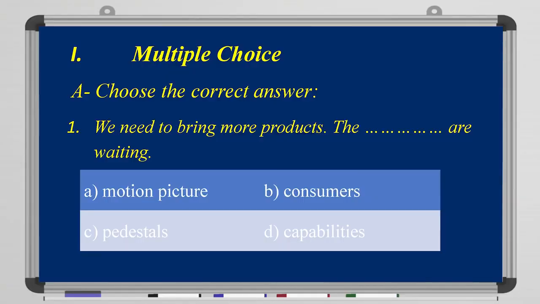So the multiple choice question, number 1. We need to bring more products. The blank are waiting. Products. Who buys products? Did you answer consumers? Then you're correct. Very good. Excellent. Let's look at number 2.